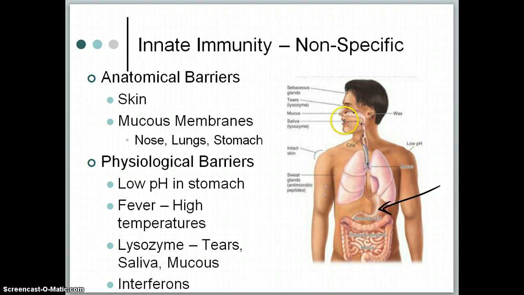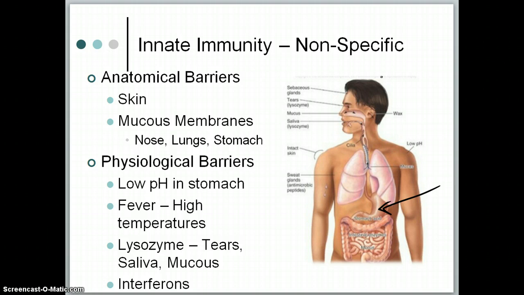Mucous membranes are usually a place where viruses or bacteria could enter, like your nose, into your lungs, and your stomach. But your body has this thick layer of mucus to kind of stop everything from getting in. There's also a lot of hairs there as well, and these hairs are really great barriers to just physically prevent things from getting in. Physiological barriers, like the low pH in your stomach, it's really good to stop bacteria or viruses entering into your body.